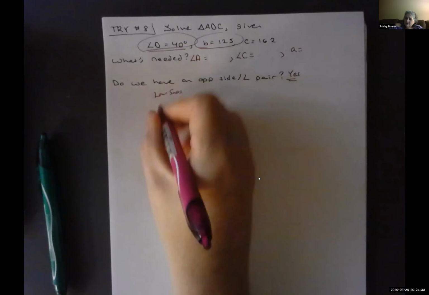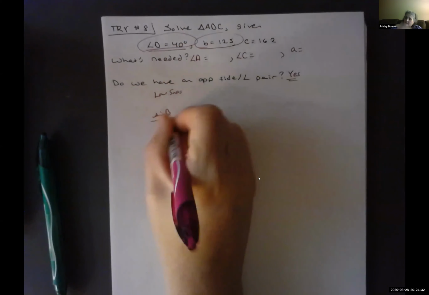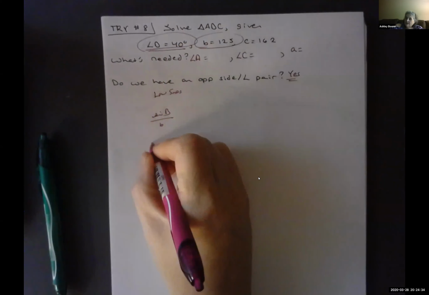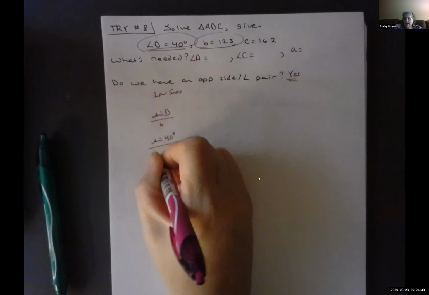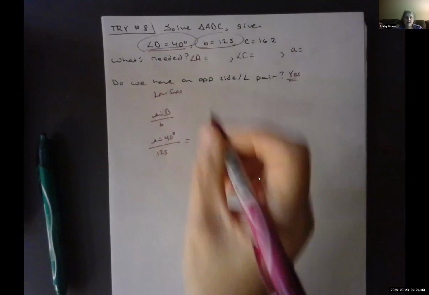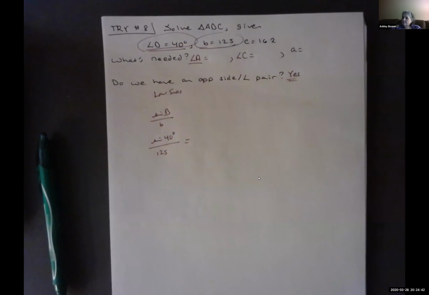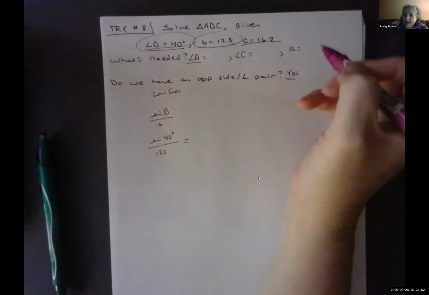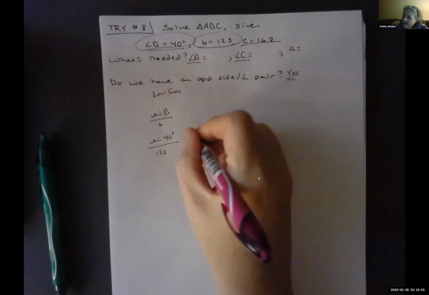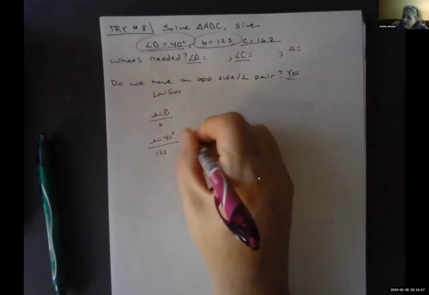Using the ratio, the sine of B is to B. So the sine of 40 degrees is to the side of 125 as, let me go ahead and go after angle A first. That can't work. I don't know side A. I can't go after A first. But I do know side C. So I can go after angle C. The sine of C is to 162.